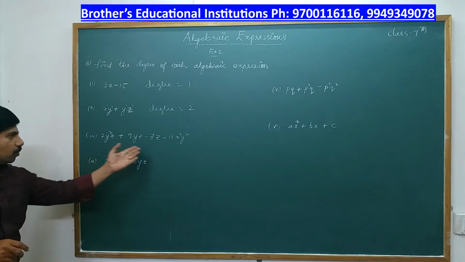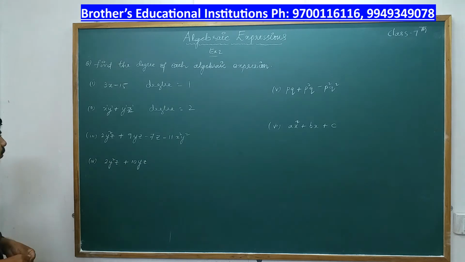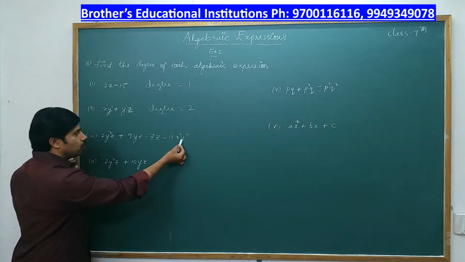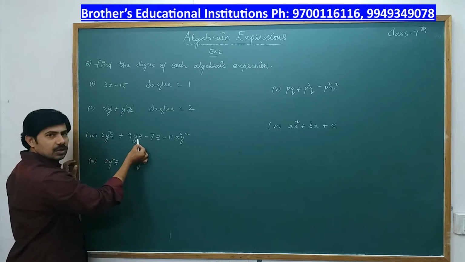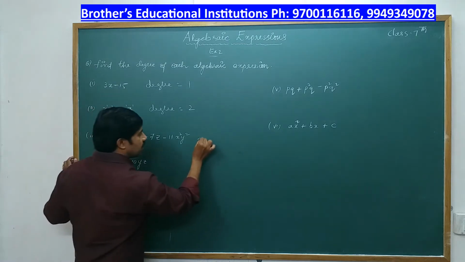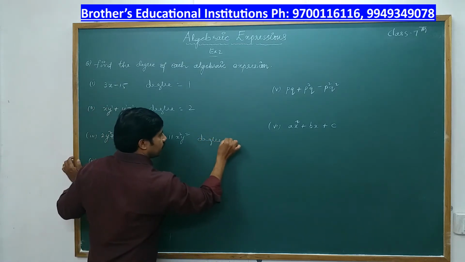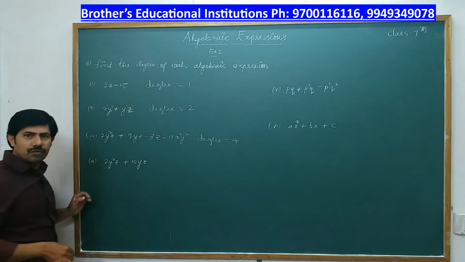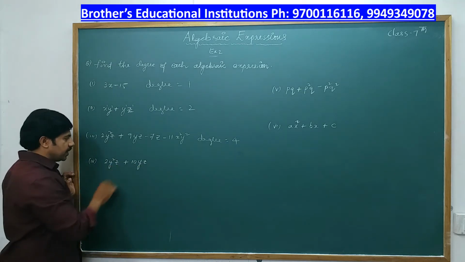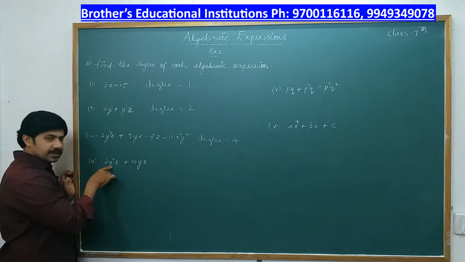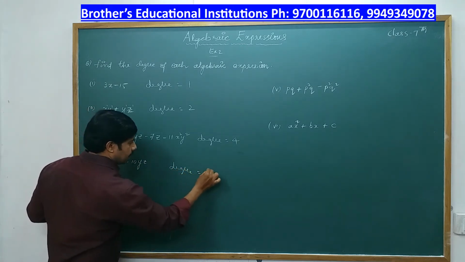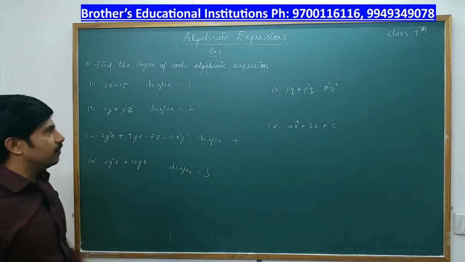Now whenever we don't get a monomial, we have to see the highest power. So now here this is not a monomial, this is a multinomial. So what is the highest power? 2 plus 2, 4. Here the power is 4. This is 1. This is 2. And this is 3. As the highest power is 4, we say the degree is 4. Then next, 2y square z, 10yz. So here the degree is 3. This is the highest. Now we'll go to the fifth one.